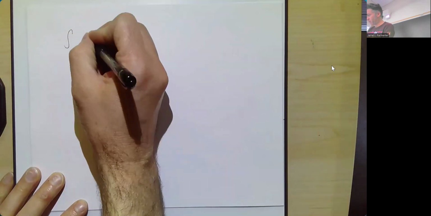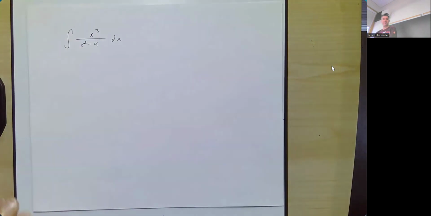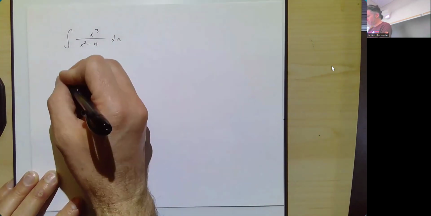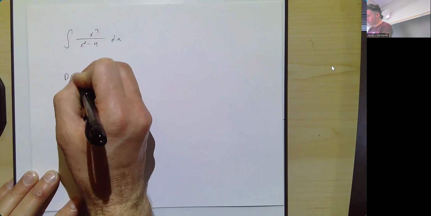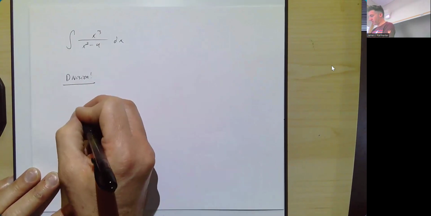One more fun one. So let's look at this integral. The integral of x cubed divided by x squared minus 4. Again, we have a situation where we have to use polynomial division because the degree on top is larger than the degree on the bottom. So let's see what we get. So I have x cubed.